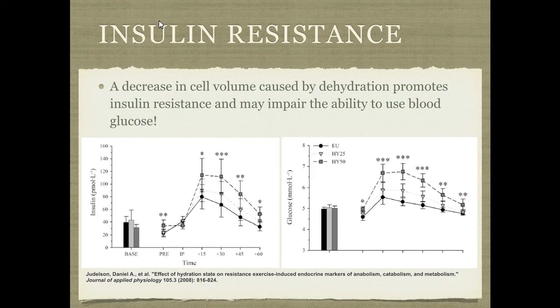In fact, if you look at fasting levels of insulin, the top level is when you are the most dehydrated, and the bottom is when you're euhydrated. Notice insulin levels are much higher in the hypohydrated state, and glucose levels are also greater. So it's indicating you have a higher level of glucose and a higher level of insulin, and that you are insulin resistant. Okay, so if you're talking about recovering from training, replenishing glycogen stores, and partitioning carbohydrates toward muscle and away from fat, this is not the way to do it.